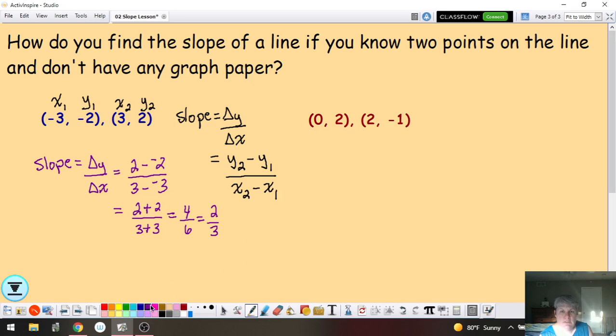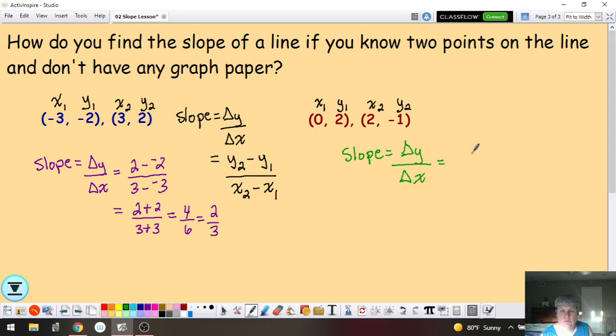We can do this as well with our other set of points. I'm going to identify my x1, y1, x2, y2. Remember that slope is change in y over change in x.